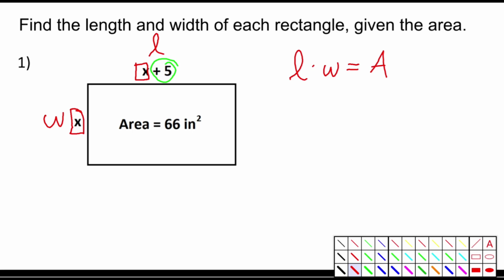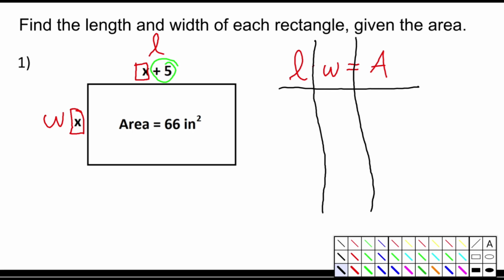So I'm going to make a little table real quick and sketch some things out here. If I was trying to solve this problem, the first thing I notice is that I can just start guessing numbers and see if I can figure out what this answer is. I know I'm trying to make an area of 66, and I know there's a relationship between my length and my width. So let's guess a number. Let's just guess and see if we can figure this out.